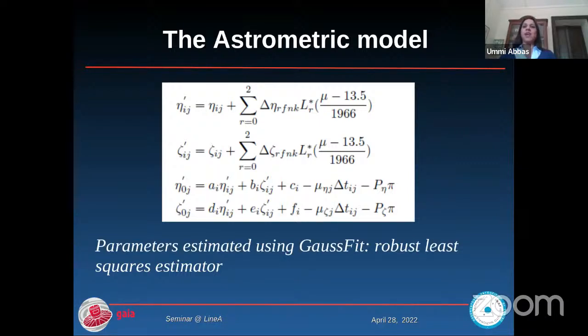So in the case of the ecliptic pole scanning law, for example, we estimated these. So we had a lot more unknowns, and these are at least per star, you have also the proper motion unknowns and parallax unknowns, in addition to the linear plate parameters. And so once you put together all this information, we estimated using this Gauss fit procedure, which is just this robust least squares estimator that allows you to bring all the frames onto one reference frame.